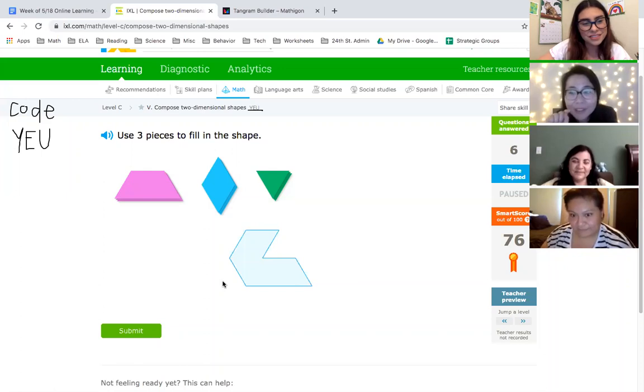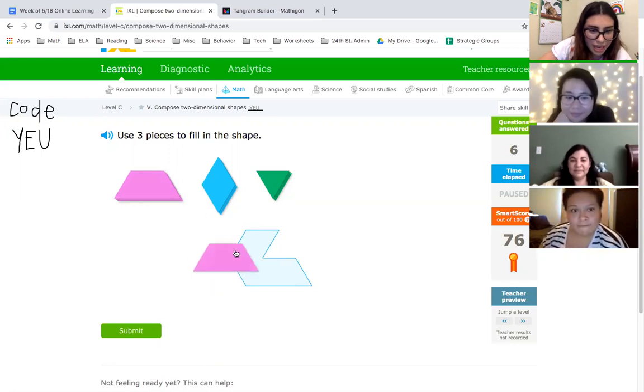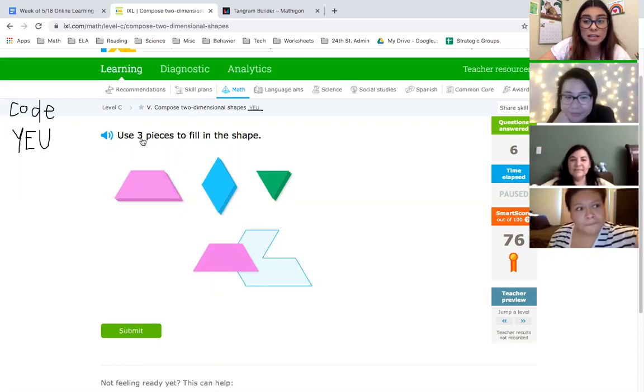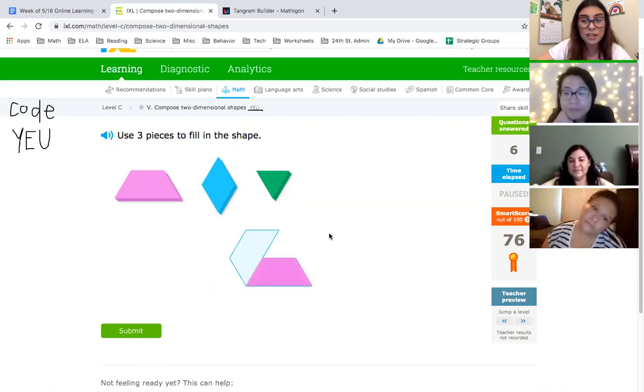All right, Miss T, what's the first shape we should use? Maybe we can use the trapezoid because I can kind of see the outline of it on the bottom already. Ooh, I see right here. Are you looking at this part? Yeah, I can see the top of the trapezoid and the bottom. All right, let's try it out. So I'm going to drag it, and they give you a lot of trapezoids to play around with, but it only says to use 3 pieces. So 1 right there. All right, so that's 1 of our pieces. Now we need 2 more.